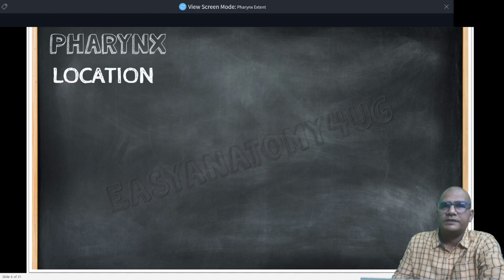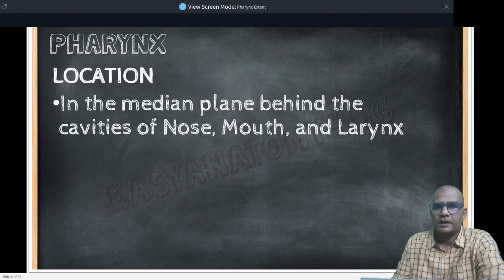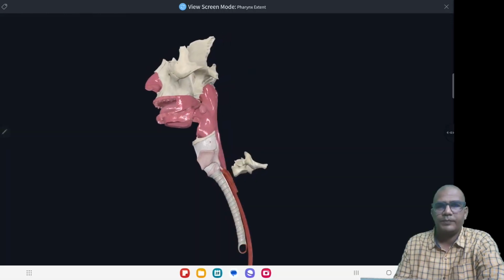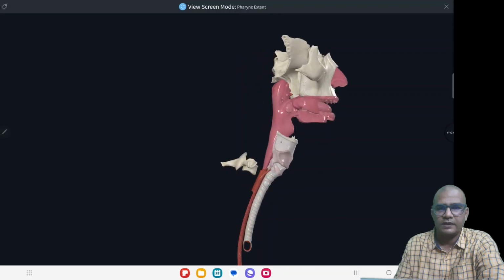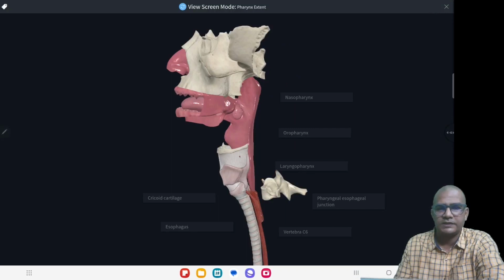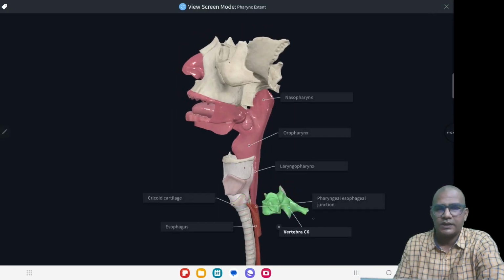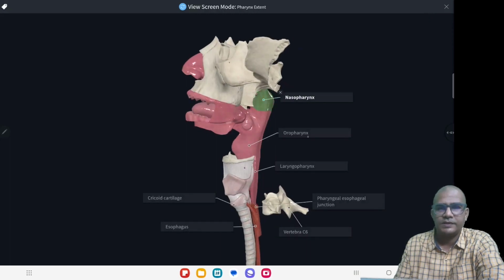So what is the location of the pharynx? It is located in the midline, behind the cavities of nose, mouth and larynx. Let us see a video to understand the exact position of pharynx. The pink colored tube is the pharynx, and we can see the sixth cervical vertebra at the junction of pharynx and esophagus. It is the pharyngoesophageal junction. Now let us see the labels: cricoid cartilage and C6 vertebra at the pharyngoesophageal junction. This is the esophagus highlighted in green color, and we can see the three subdivisions: nasopharynx, oropharynx and laryngopharynx.